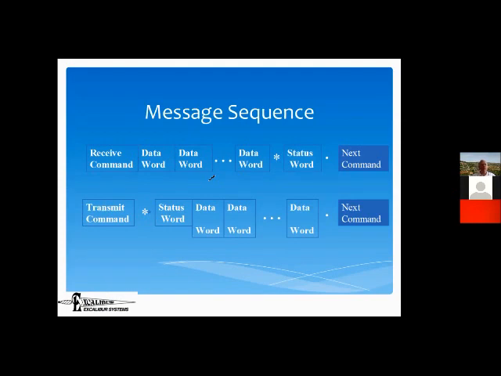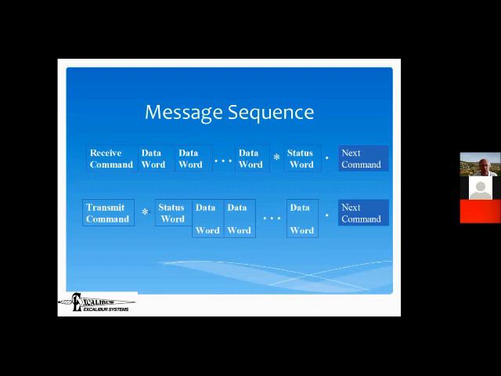Okay, so now we've discussed on the bit and word level what goes on over the bus. What is a command word, what is a data word, and what is a status word. And now we'll put them all together into a message sequence. And so this is what you're going to see if you're looking at the bus, and we'll actually look at it in an oscilloscope view soon. But this is more of a conceptual view.